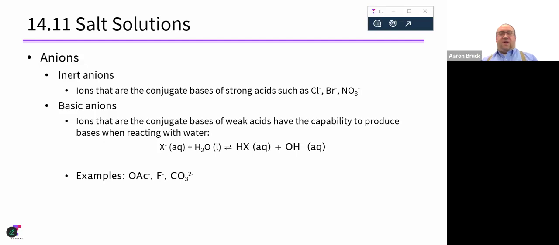So let's start by talking about anions. Anions can break down into two categories. Anions can either be inert, meaning that they do not react with water at all, or they'll be basic. What are some common examples of inert anions? Well, these would be the conjugate bases of our strong acids. So we just put up a list of strong acids here on the board. Any of the anions attached to those strong acids are going to be inert toward water. So that means chlorides, bromides, nitrates.